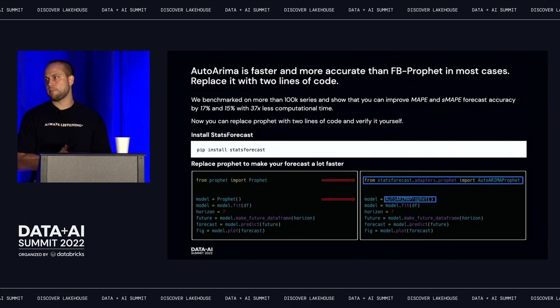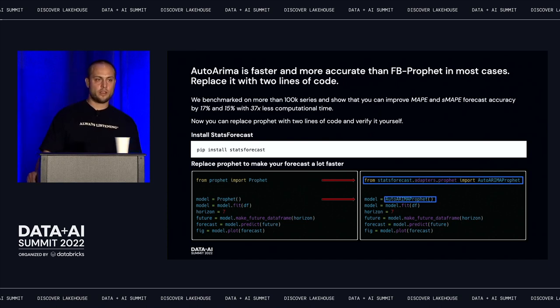We also have this example where we show how a classical econometric model, namely AutoARIMA, is very often faster and more accurate than Facebook Prophet, or Meta Prophet now. Which is important because it's one of the most used libraries. And what we did is we benchmarked more than 100,000 series and showed that you can improve 70% in accuracy and gain like 37 times more speed by using a very classical model instead of a Bayesian approach.